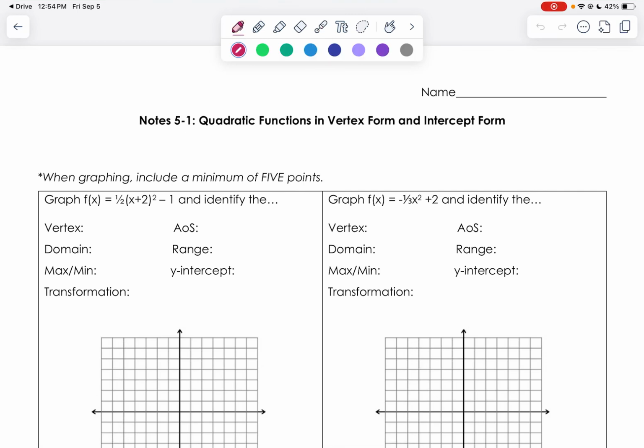Welcome back. It's Miss Bauer here, and today we're going to talk about how to graph quadratic functions. So we've been talking about how to solve them, but now we're going to get into how do we graph them, specifically in vertex form and intercept form.